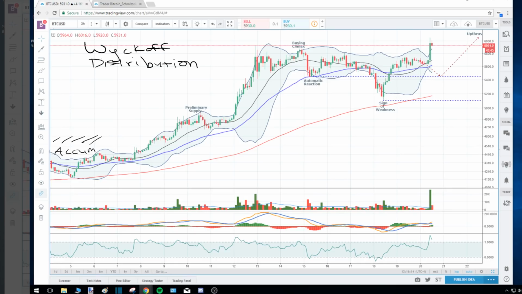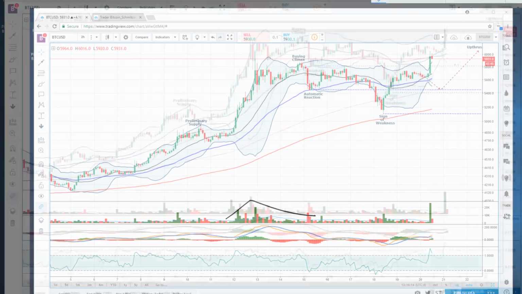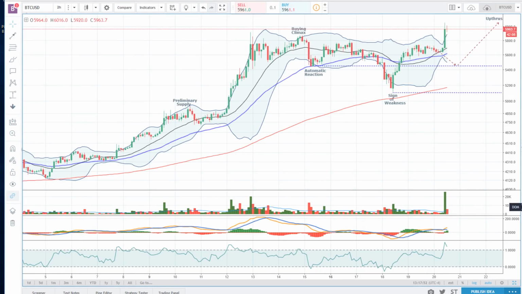So right now we are seeing what I believe to be another distribution phase. I mapped this out a couple days ago, and it's been pretty nice. So right here we see the preliminary supply, we see the buying climax here. The buying climax is noted by the peak in volume. I'm kind of just calling this whole thing the buying climax. You see the automatic reaction, the sign of weakness, and now we see the upthrust, which is a sudden shove above the all-time high to create a new all-time high and kind of spark some FOMO in the market so that people start buying.